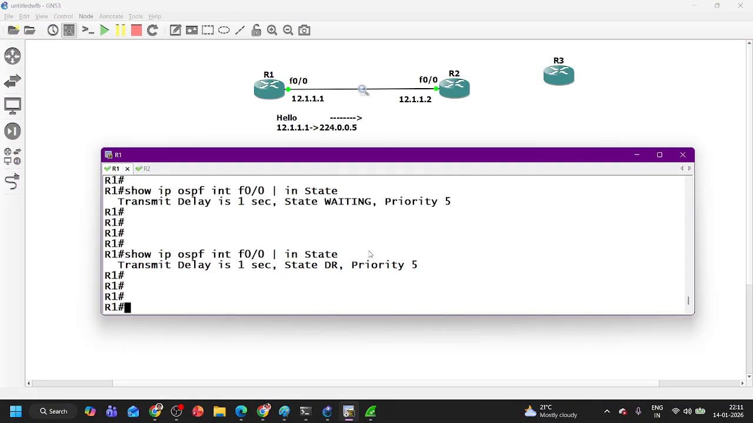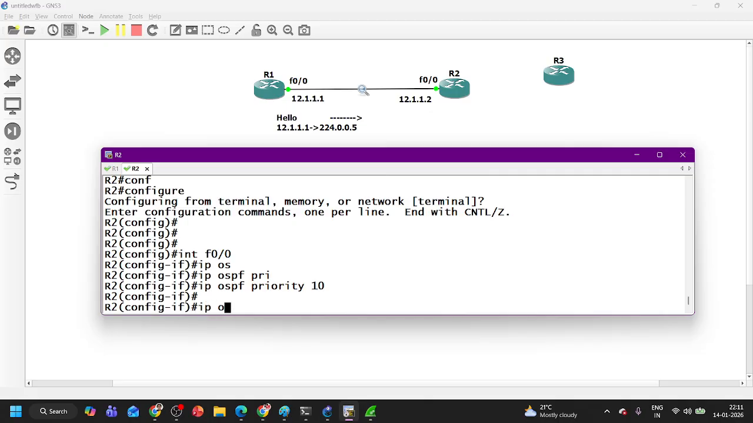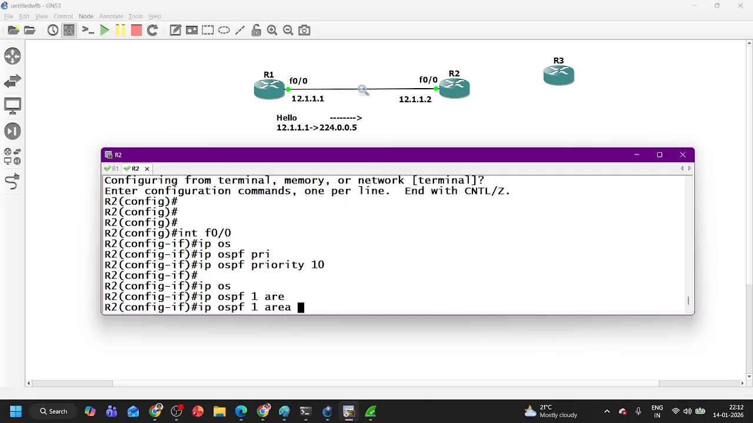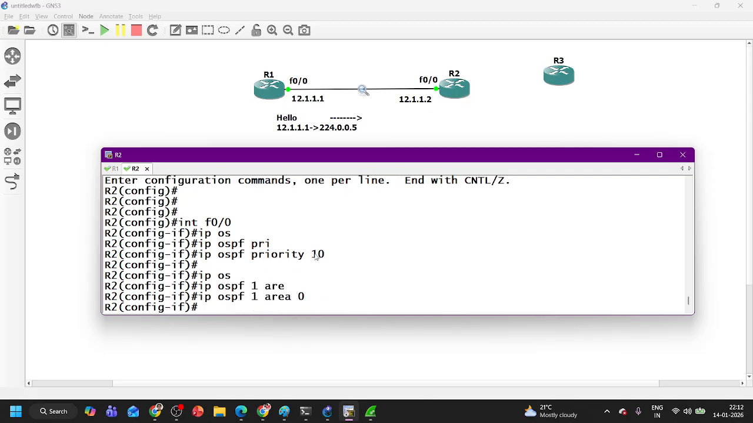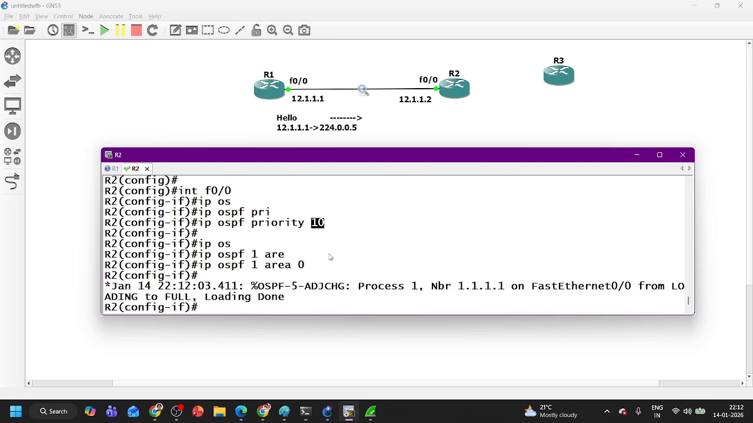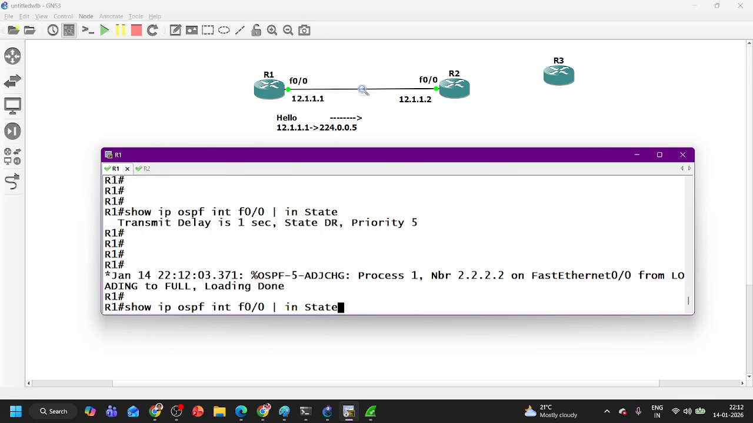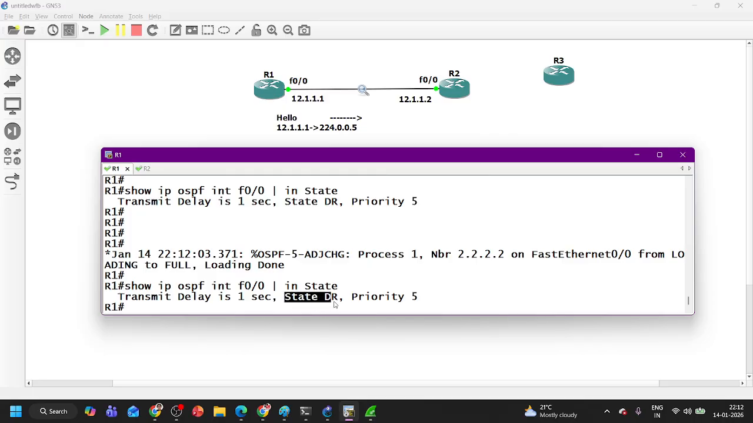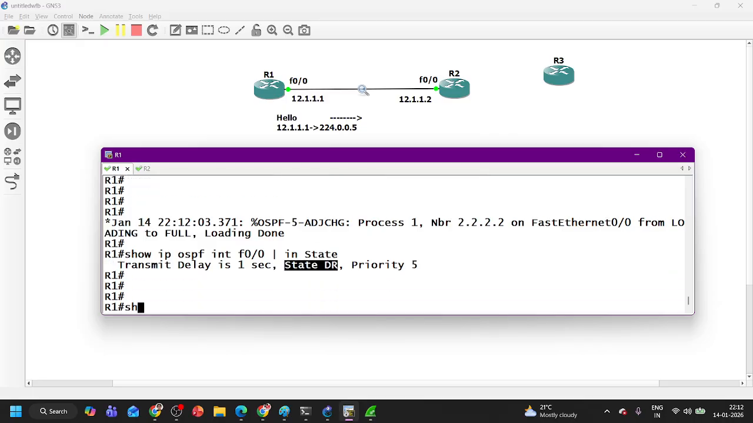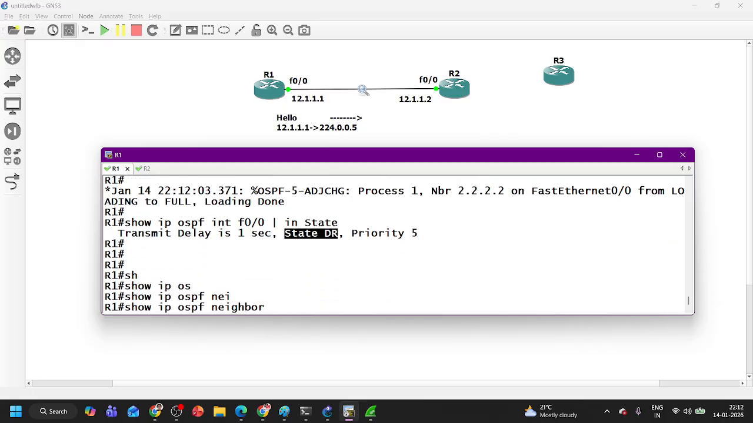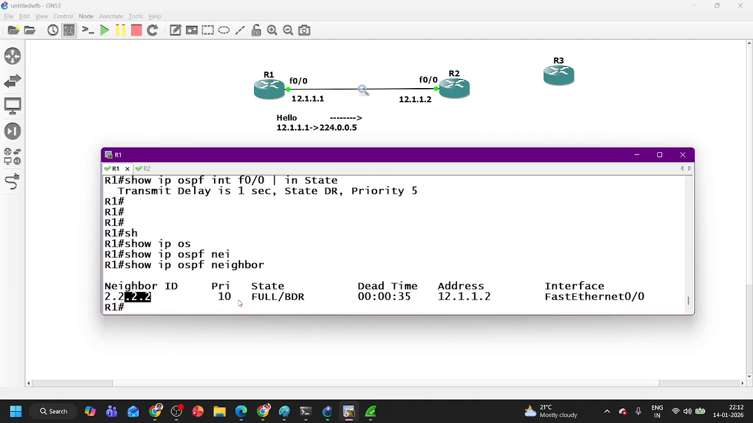Now if you enable OSPF on router number 2, IP OSPF 1 area 0, even though router number 2 has higher priority, router 2 will not become DR. Who is your DR? R1. Still R1, and R2 will become BDR. So show IP OSPF neighbor. You can see 2.2.2.2 is the BDR router.